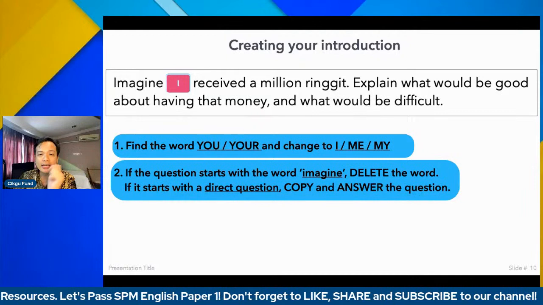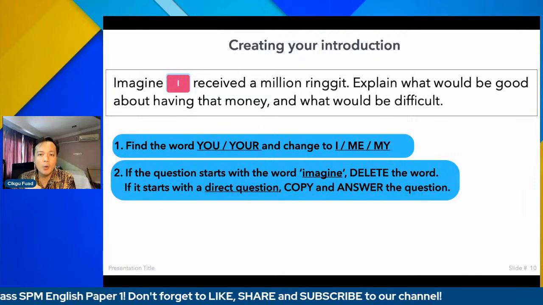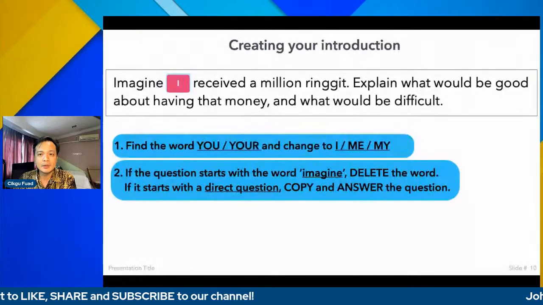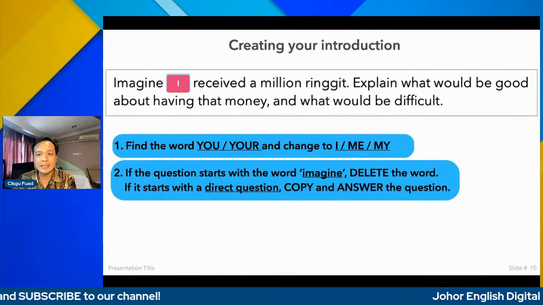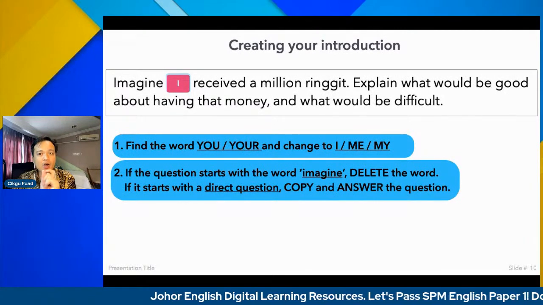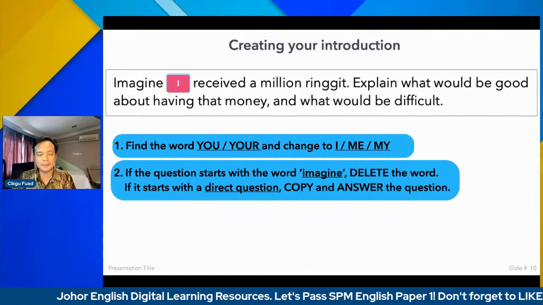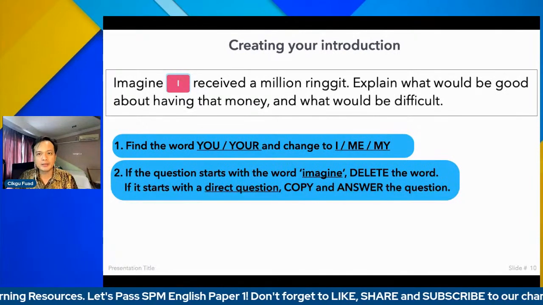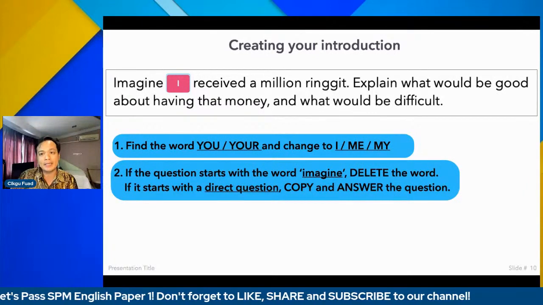Possibility number one, kemungkinan yang pertama is, if the question starts with the word imagine, delete the word. Kalau dia mula dengan perkataan imagine, just delete the word. And possibility number two, if it starts with the direct question, copy and answer the question. Contoh, for example, if I receive ringgit, what would I do? Then, because that is a question, just copy the question.